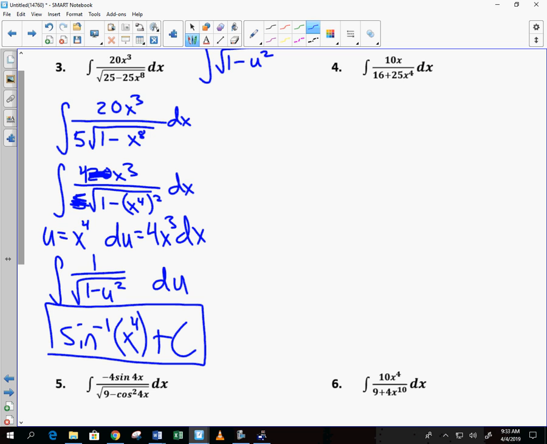How about number 4? Everybody see it's tangent. There's no square root sign. So I'm looking for 1 over 1 plus u squared du. I need a 1, and I need something squared. What are you going to do?